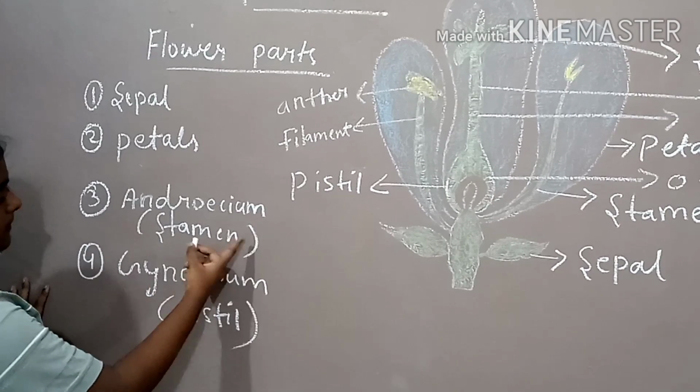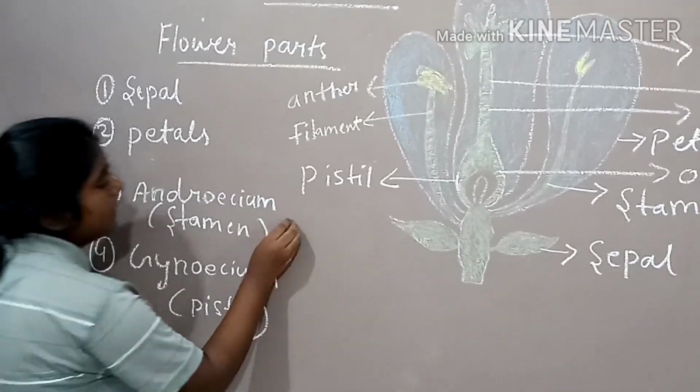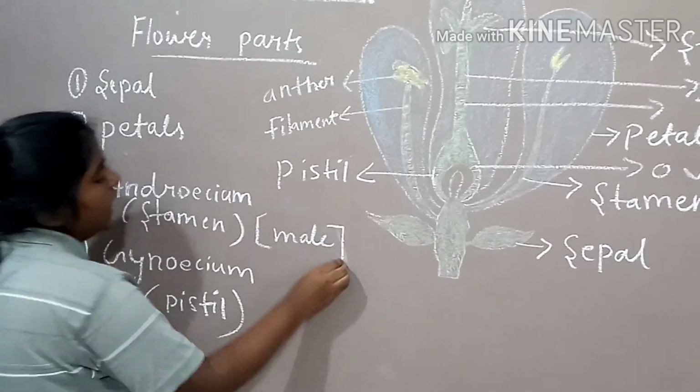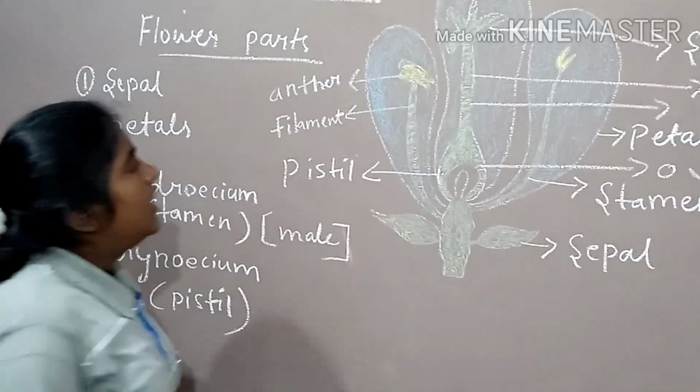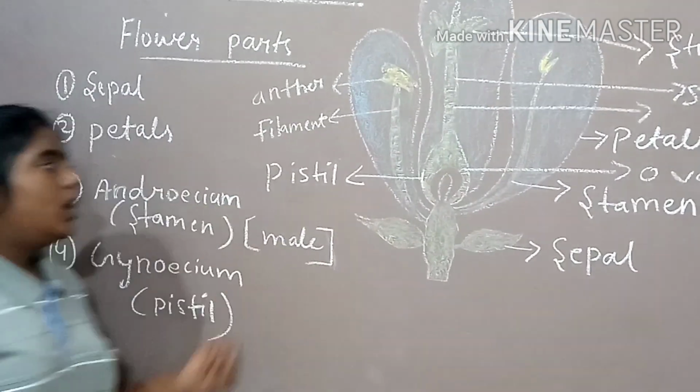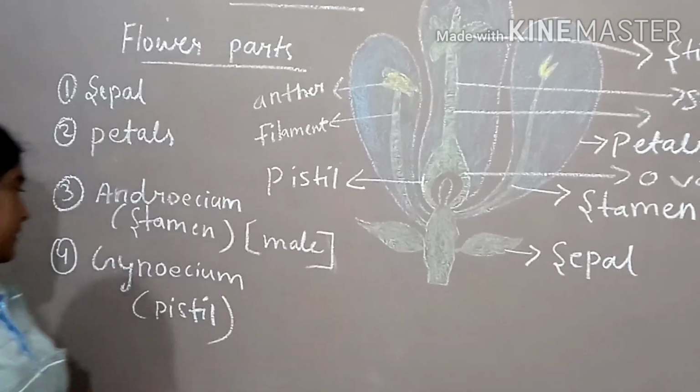Third, androecium, or you can say stamen, and it is the male part of a flower. This tube-like structure is known as stamen.